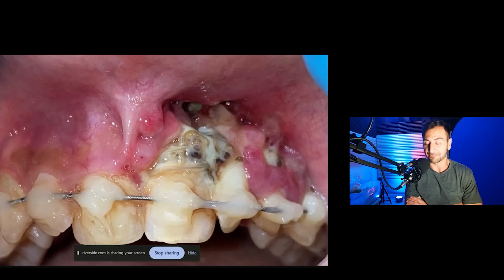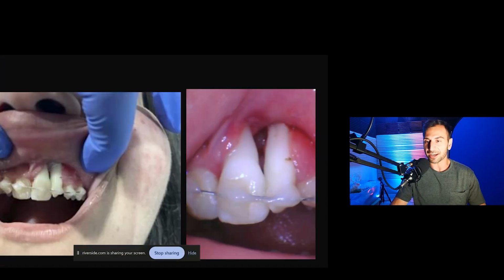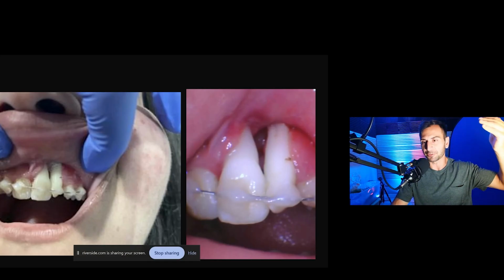That was my personal response: remove those teeth. After it healed, they didn't listen right away because they wanted to see how it would resolve. And it resolved terribly. Looking at the screen, you're seeing a massive vertical defect, pretty much the whole root of 9 and 10 coming out of the bone and soft tissue.